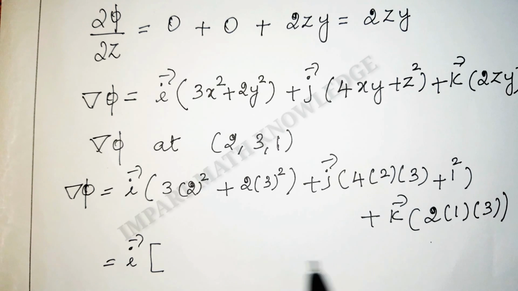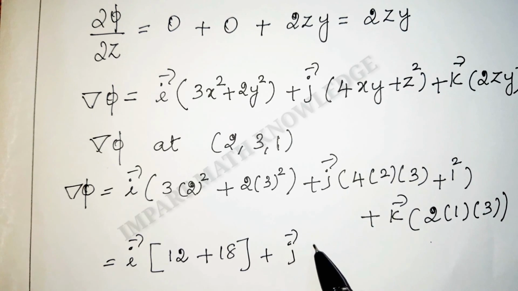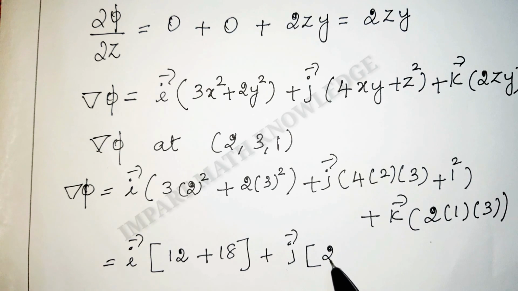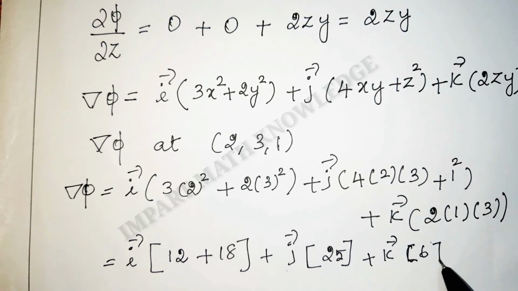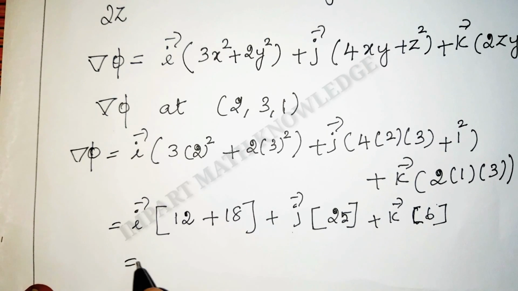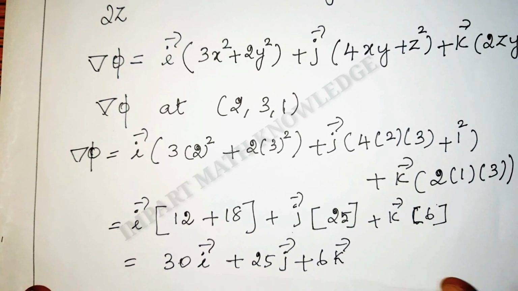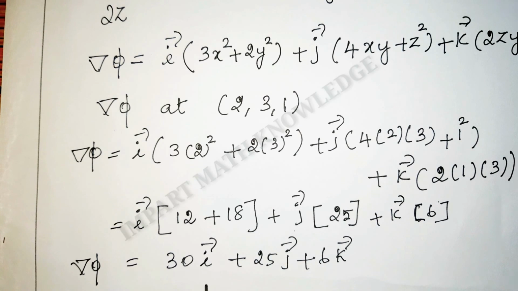Substitute x, y, z values in del phi, that is i vector 3 into 4, 12 plus 2 into 9 is 18, plus j vector 8 into 3 is 24, 24 plus 1 is 25, plus k vector 6. So the answer is 30 i vector plus 25 j vector plus 6 k vector. Del phi is equal to 30 i vector plus 25 j vector plus 6 k vector.